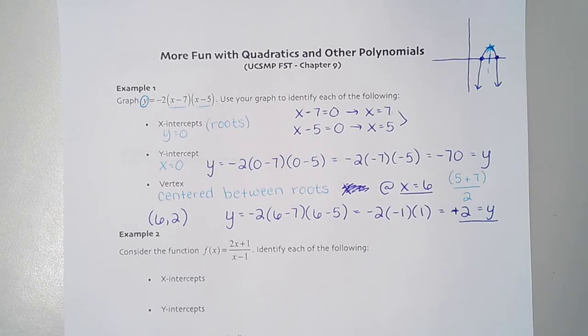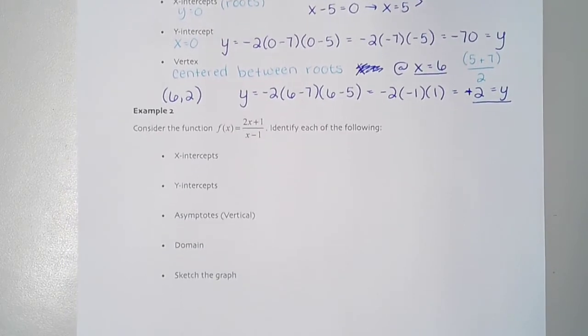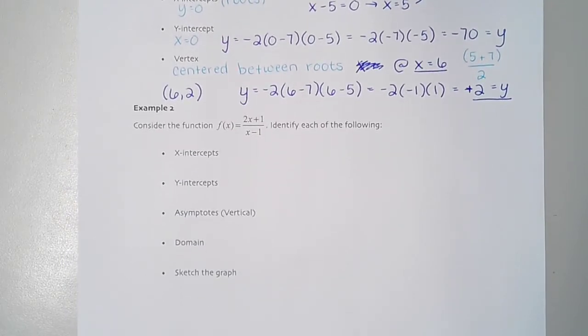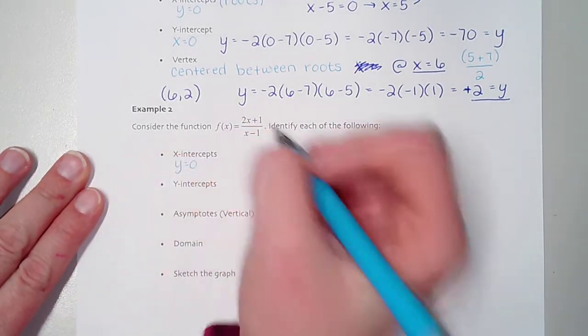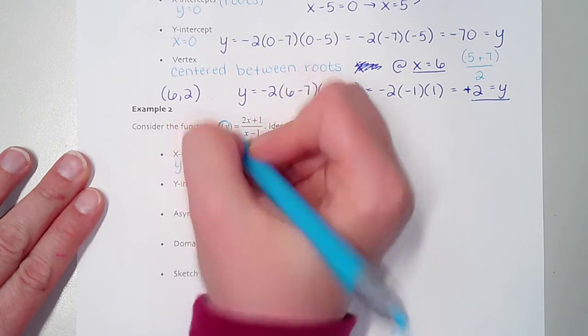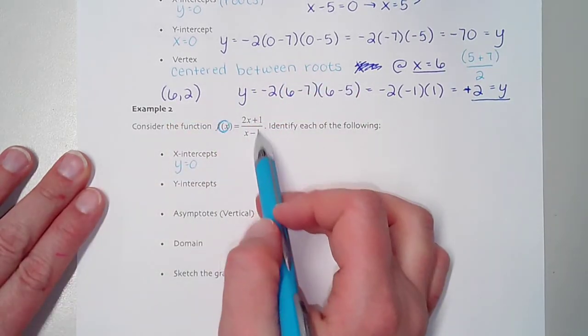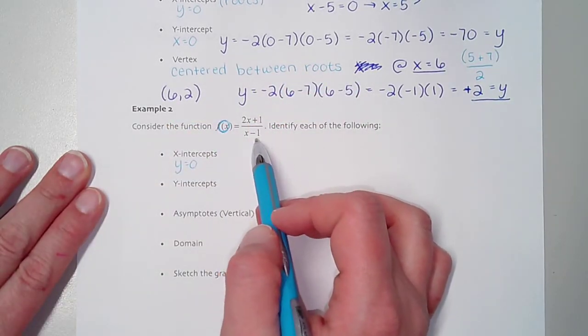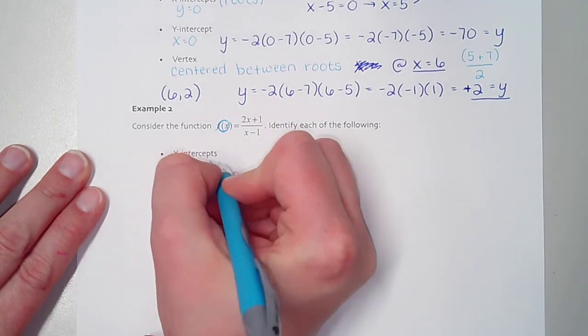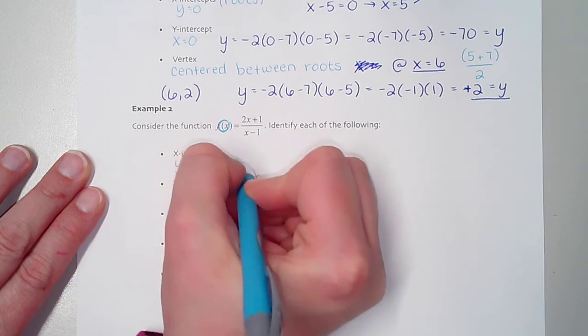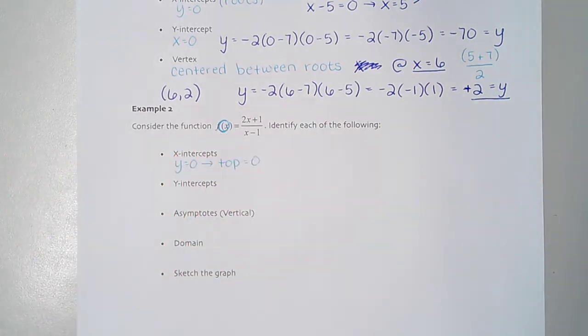Okay, so looking at example 2 here, a lot of these same things come into play. So you'll notice the first question asks about x-intercepts. X-intercepts are when y equals 0. So if I'm looking at this function and I want to make this thing equal to 0, this is a fraction, right? So we need to think about how do you make a fraction equal to 0? Well, this is going to happen when the top of the fraction equals 0.